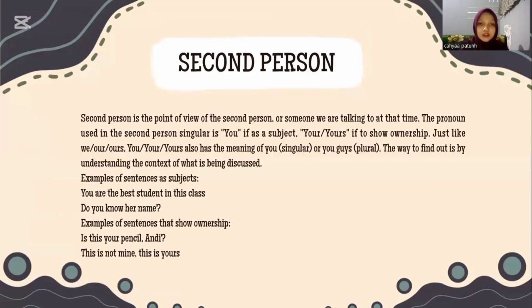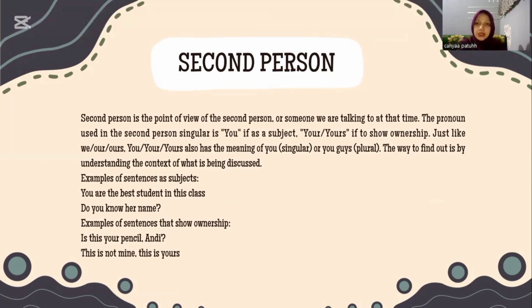The next slide about second person. Second person is the point of view of the second person, or someone we're talking to at the time. The pronoun used in the second person singular is you if as a subject, and your or yours if to show ownership. Just like we, our, ours, you, your, yours also has the meaning of you singular or you guys plural. The way to find out is by understanding the context of what is being discussed.